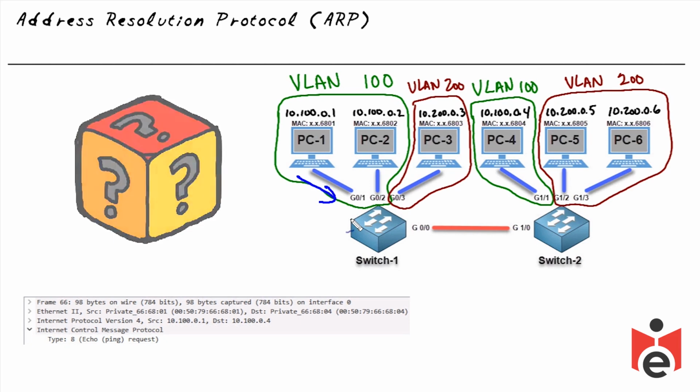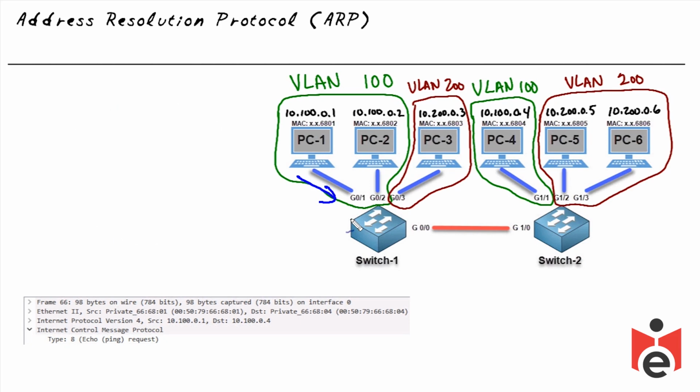And if you said, "Keith, I got it, it's going to forward that broadcast to all other ports that are associated with that same VLAN. In this case, it'd be VLAN 100." And that's absolutely accurate. So if we follow that logic, the switch would forward that broadcast out port gig 0/2, because that's part of VLAN 100.